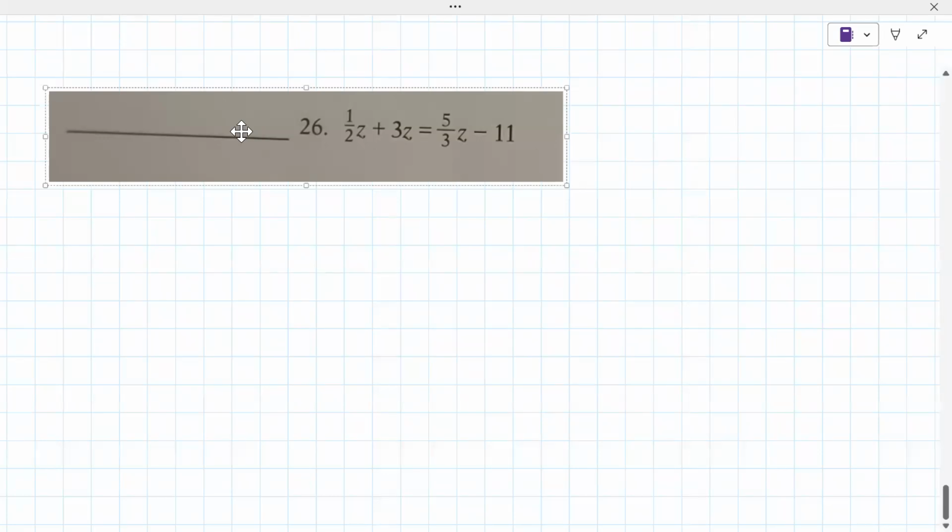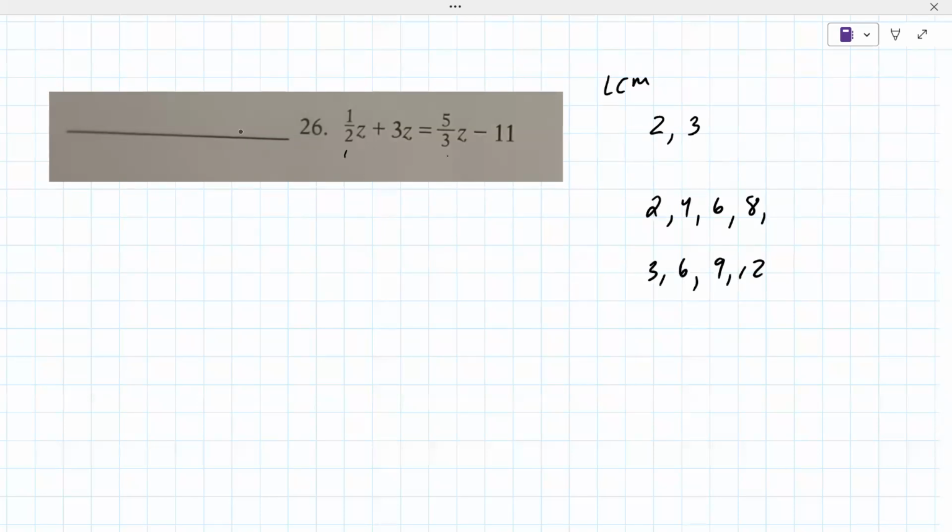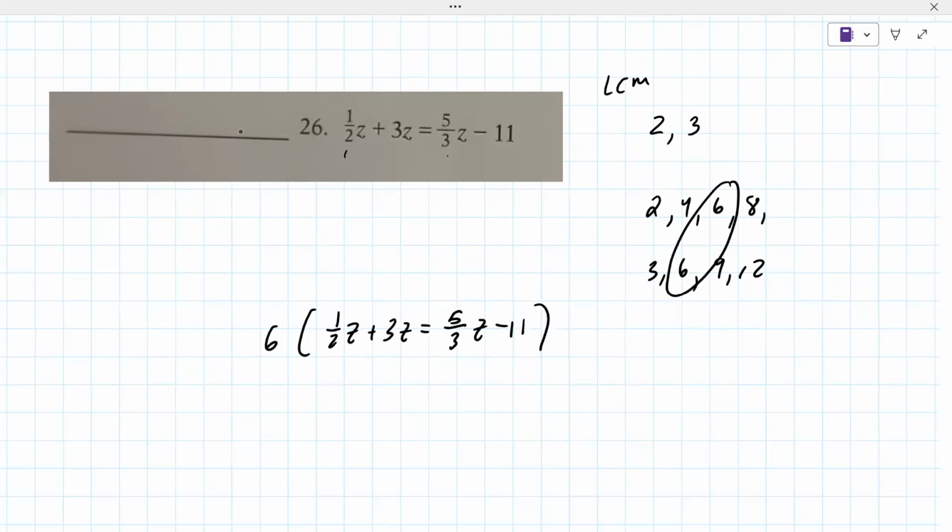Okay. All right, so do you see how there's a bunch of fractions here? There's a 1/2, there's a 3. You want to find the least common multiple of 2 and 3. And the way to do it is to write them out until you see the first one that matches. That's one way to do it. So we're going to multiply everything by 6.